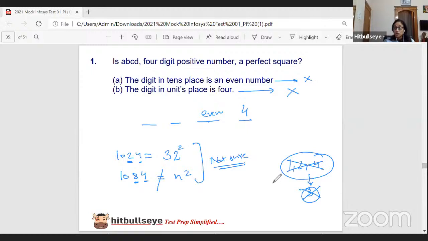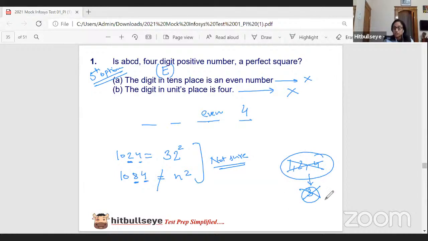Now, which option has been left out for you? Fifth option. Data is not sufficient at all, even after combining. So the option to be marked is fifth option. Are you all clear? So fifth option was, of course, E option for you.